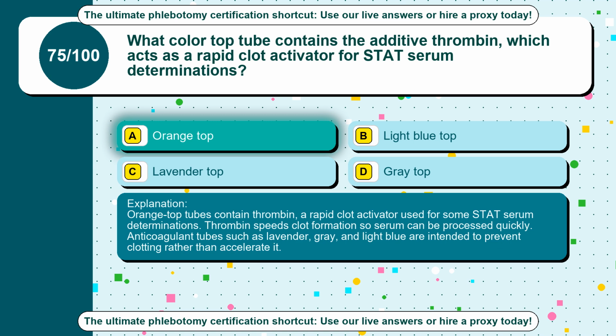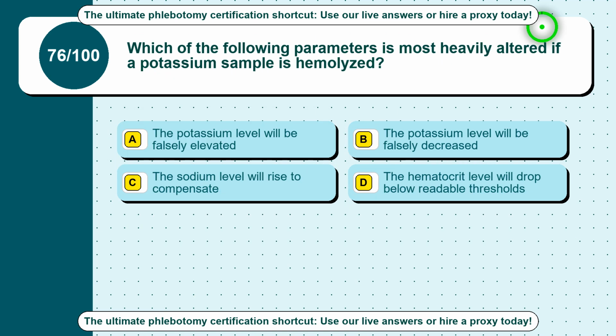Orange top tubes contain thrombin, a rapid clot activator used for some stat serum determinations. Thrombin speeds clot formation so serum can be processed quickly. Anticoagulant tubes such as lavender, gray, and light blue are intended to prevent clotting rather than accelerate it. Question 76.